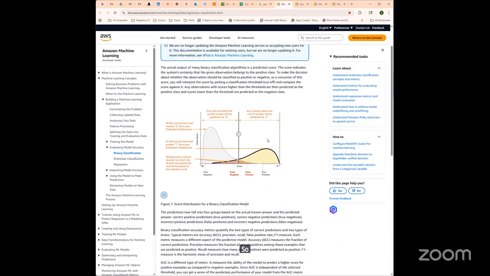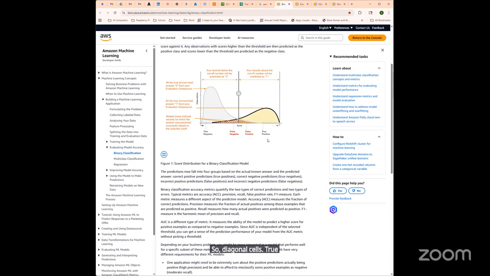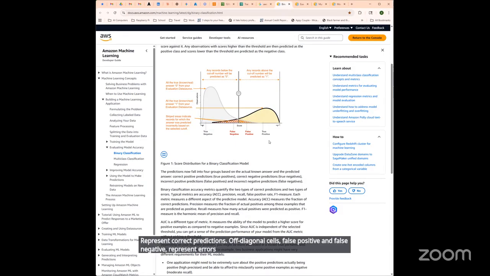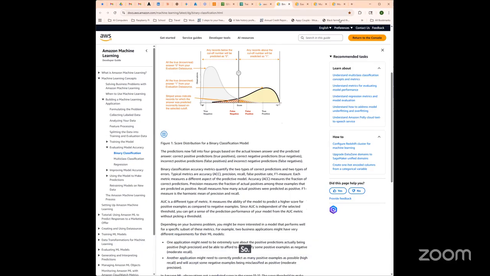So diagonal cells, true positive and true negative, represent correct predictions. Off-diagonal cells, false positive and false negative, represent errors. The matrix structure makes error patterns immediately visible. So what's a practical example of this?